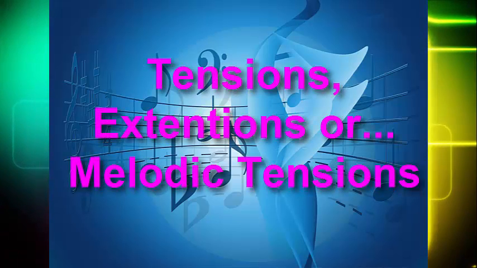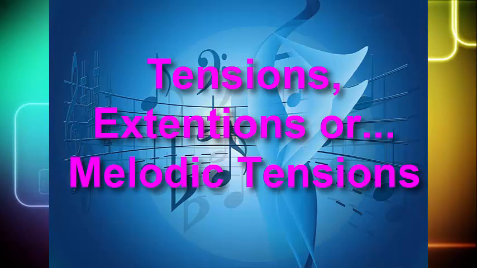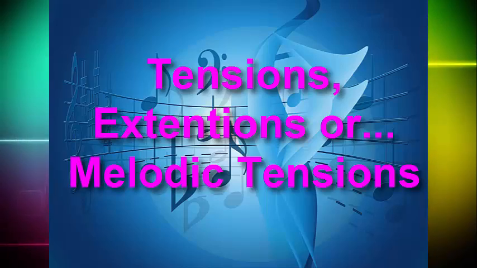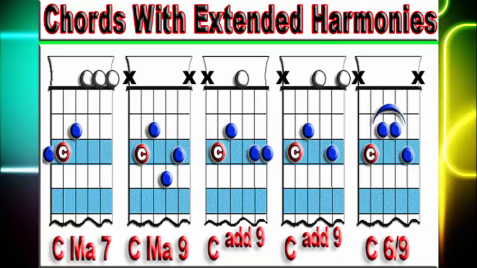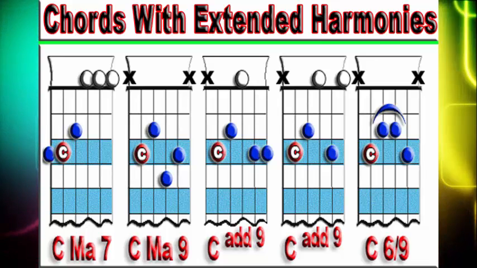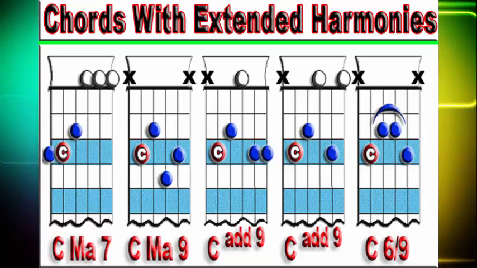Melodic tensions are extensions of the basic triad. You will already know a little bit about this if you've ever played any jazz chords, or 9th chords, or 7th chords, or any kind of fancy chord. The numbers 9 and 7 refer to these tensions.